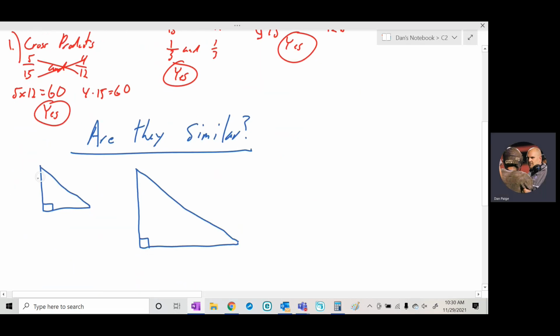It'll be something like this. This side here is 3, and this side is 12. Then this side here is going to be 5, and this one's going to be 25. So we have to set up a proportion. The key to this, like we've done in the past, is making sure that matching sides match.